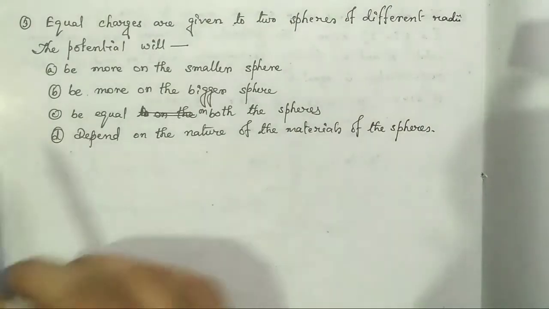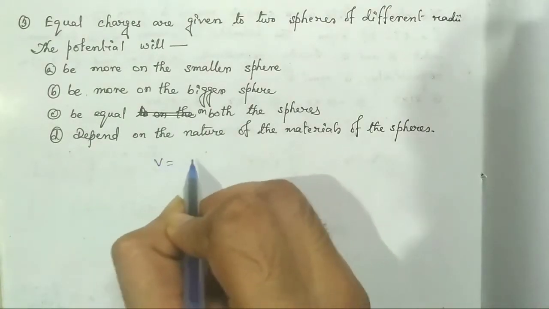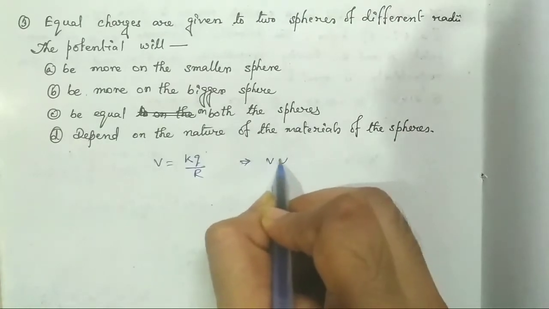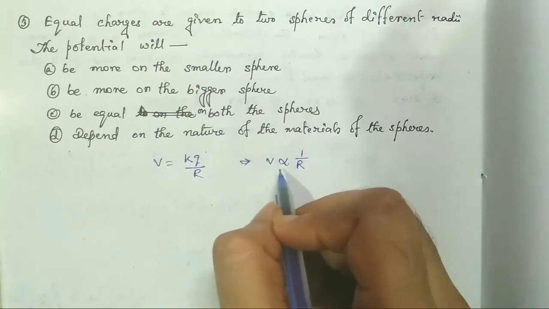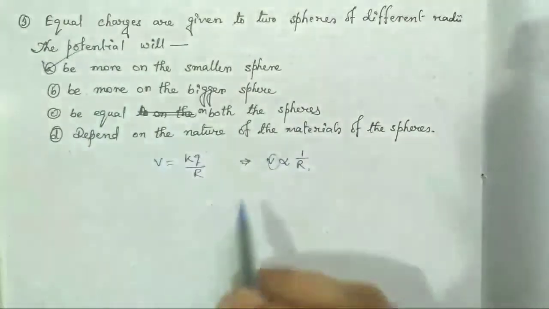Question number 3. Equal charges are given to two spheres of different radii. The potential will, option A, be more on the smaller sphere, option B, be more on the bigger sphere, option C, be equal on both the spheres, or option D, depend on the nature of the materials of the spheres. Now we know the potential is given by K into Q by R, that is V is inversely proportional to R. So the potential will be greater for the smaller sphere. That is option A will be the right answer.